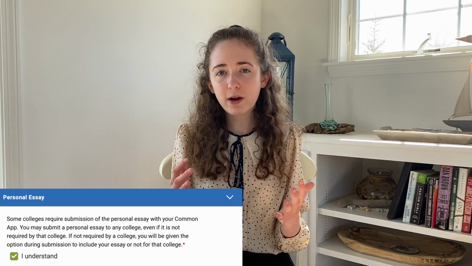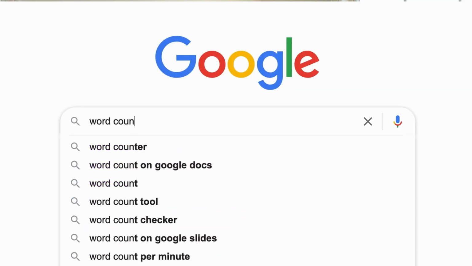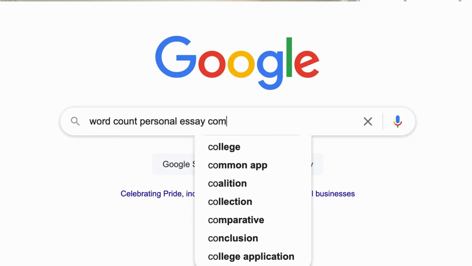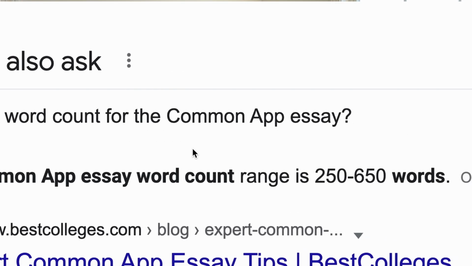So if you're doing the Common App or another college application, usually there's the personal essay that's required, and it's relatively short, and mine is, word count, we are at 598 words. I don't remember what the maximum is. I should probably Google that right now. Okay, so the Common App essay word count is 250 to 650 words. So that is going to end up being probably between 1 and 2 pages.